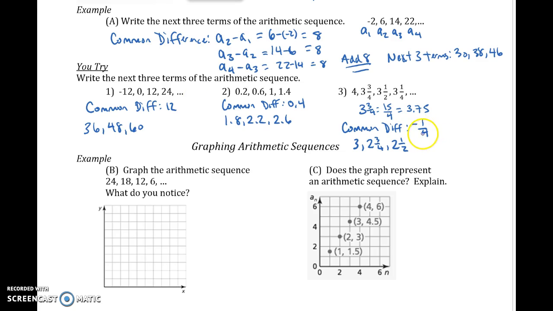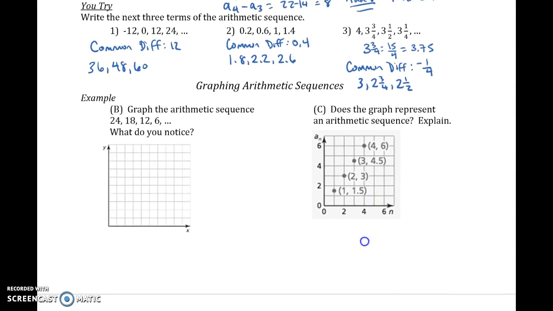And that common difference could be an addition or subtraction, right? It just depends on if you're getting bigger or smaller. So let's see what happens next when we graph arithmetic sequences. And you might be wondering, how do I graph this? Because I only have one set of numbers.